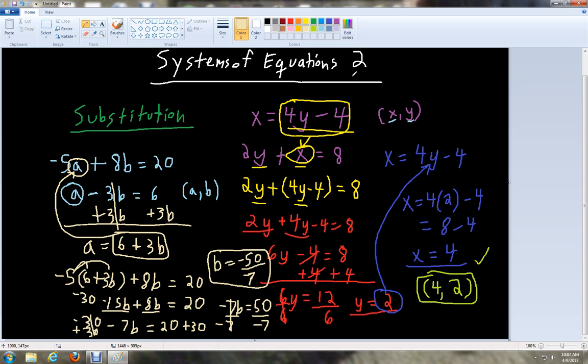So now we need to solve for a, right? In order to solve for a, we're going to plug in negative 50 over 7 into that b right there in this equation, a equals 6 plus 3b. And we can actually work that out up at top over here. So we'll have a equals 6 plus 3 times negative 50 over 7.